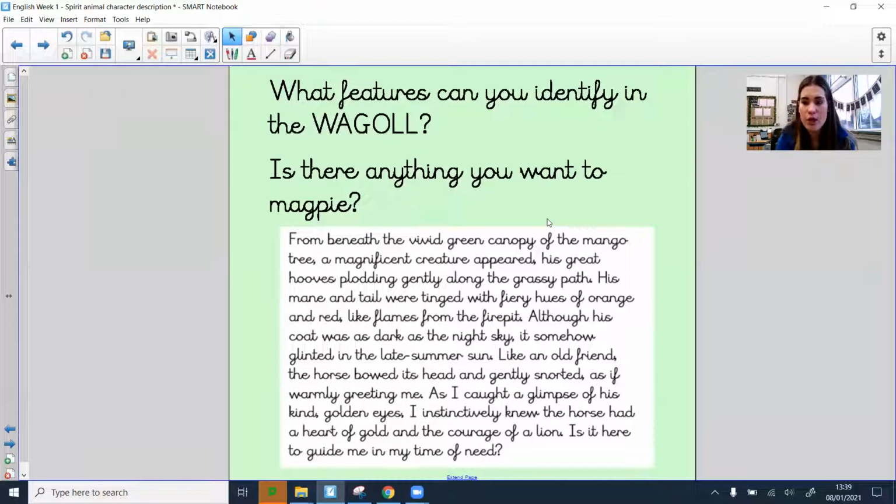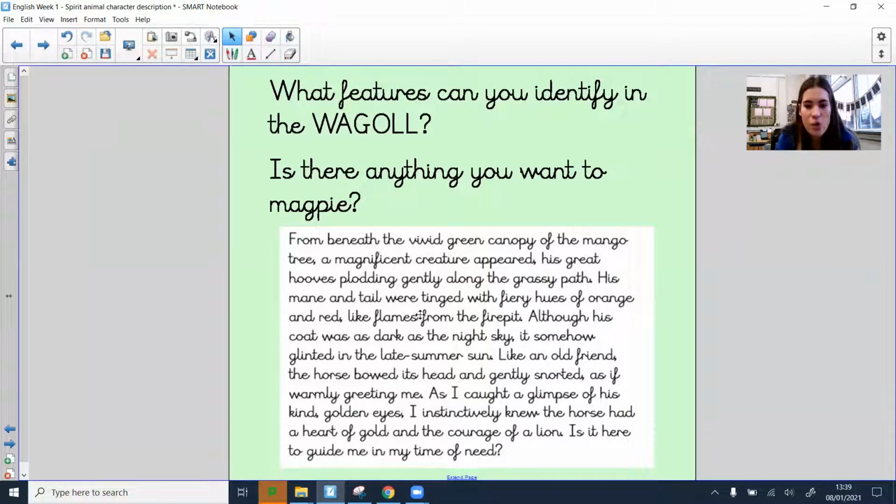Wonderful, and we're going to have a quick look at this together. So I can see, from beneath the vivid green canopy of the mango tree, a magnificent creature appeared, his great hooves plodding gently along the grassy path. So I can see from beneath the vivid green canopy of the mango tree, that is telling me where, which hopefully you're shouting at your screens right now. That is an adverbial phrase, which is telling me where.